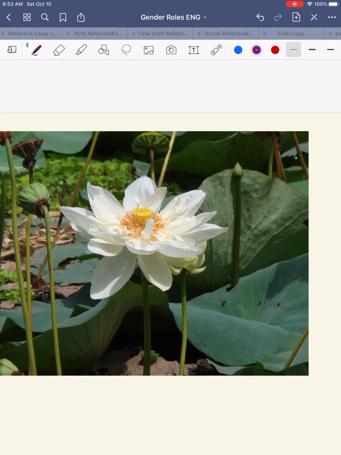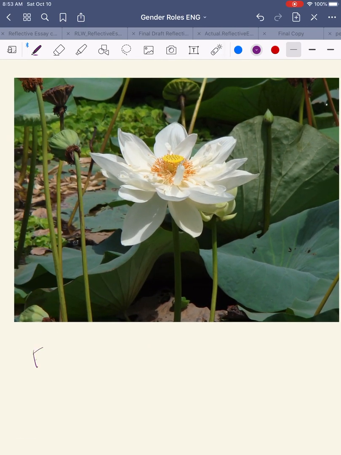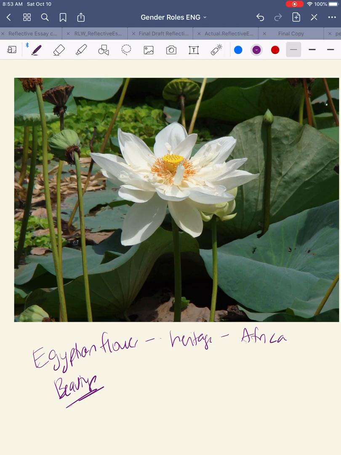So here's a picture of a lotus flower. It is an Egyptian flower. So again, that connection to heritage and Africa. And it is considered a sacred flower in many Eastern countries, and it is known for its beauty. Here's an interesting fact about the lotus flower. It has a unique life cycle. Its roots are latched in mud, and it submerges itself every night into water. Miraculously, in the morning, it reblossoms and it blossoms into something that is sparkling clean.